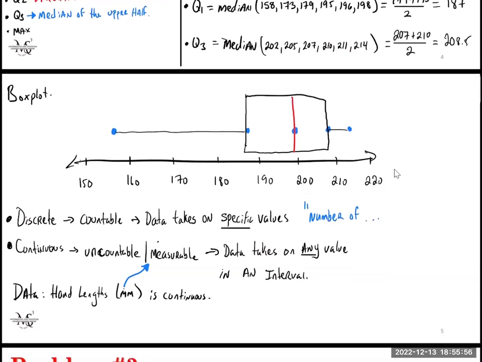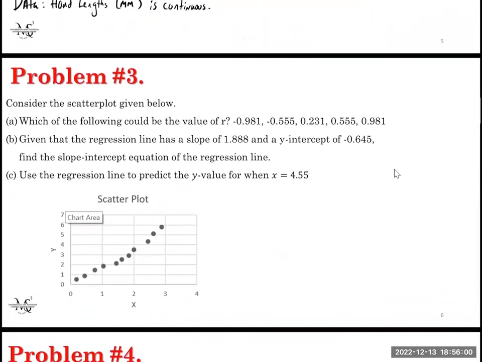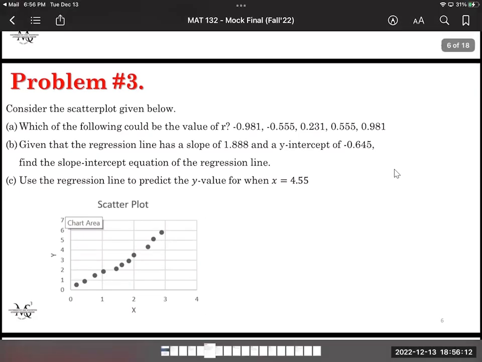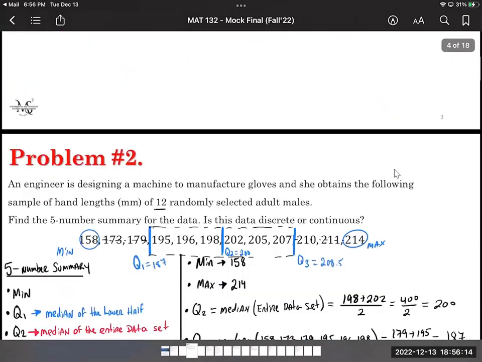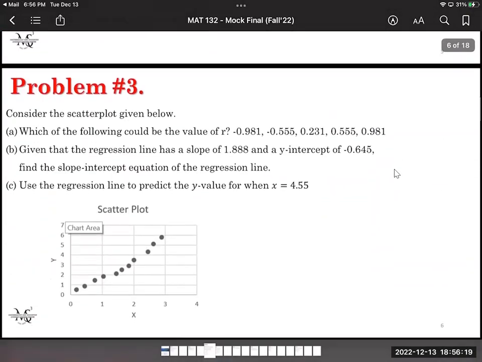Okay, let's look at problem number 3. Problem number 3 states, consider the scatter plot given below. Which of the following values could be the value of R? So you have 5 choices. Here's a quick number line to break down R.